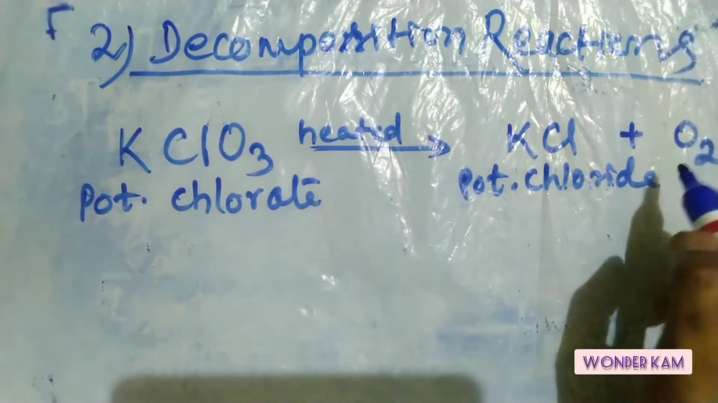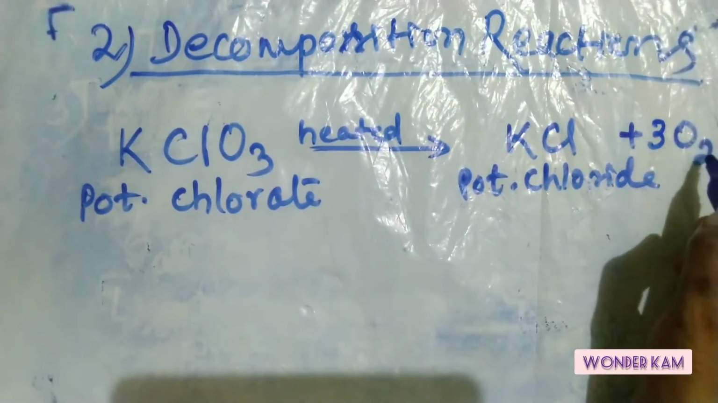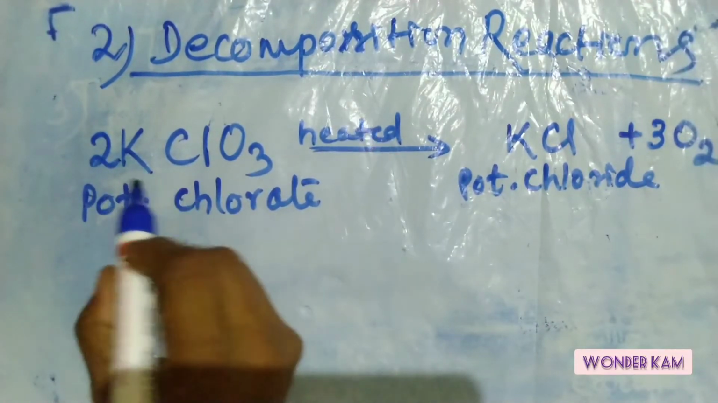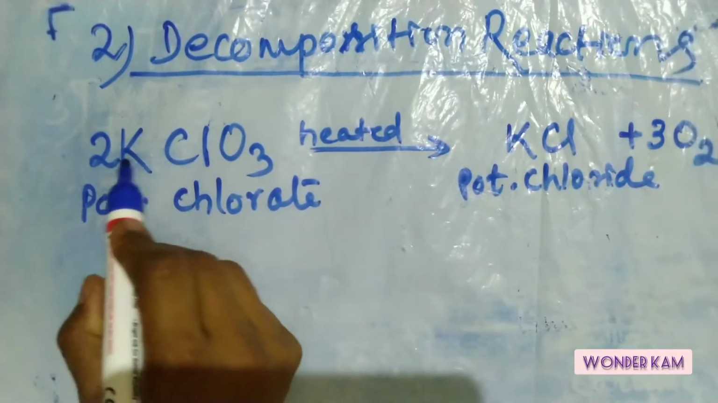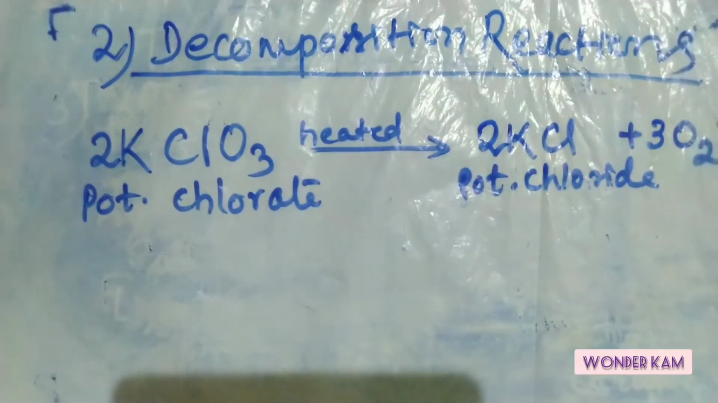Here there are 3 oxygens, so we put the coefficient so that it becomes 6. When it becomes 6, here we put 2, so 2 potassium and 2 chlorine. So here simply we put the coefficients. This is the balanced equation now.